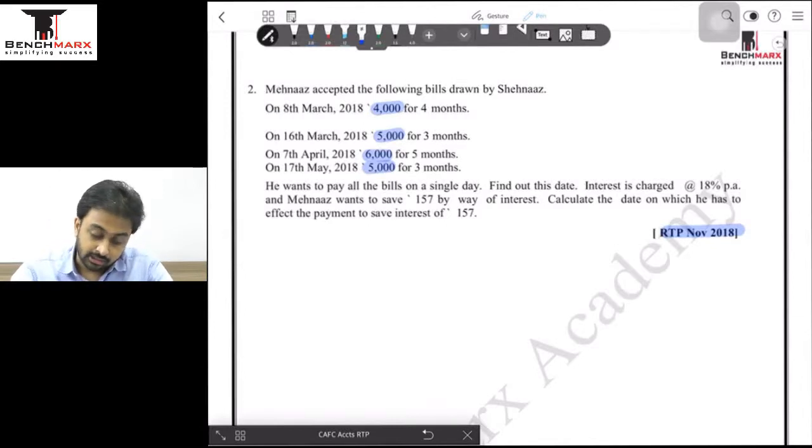Now this is something interesting. So this kind of question is what you all need to revise on the last date, because this last para is quite interesting, read it carefully. He wants to pay all the bills on a single day.